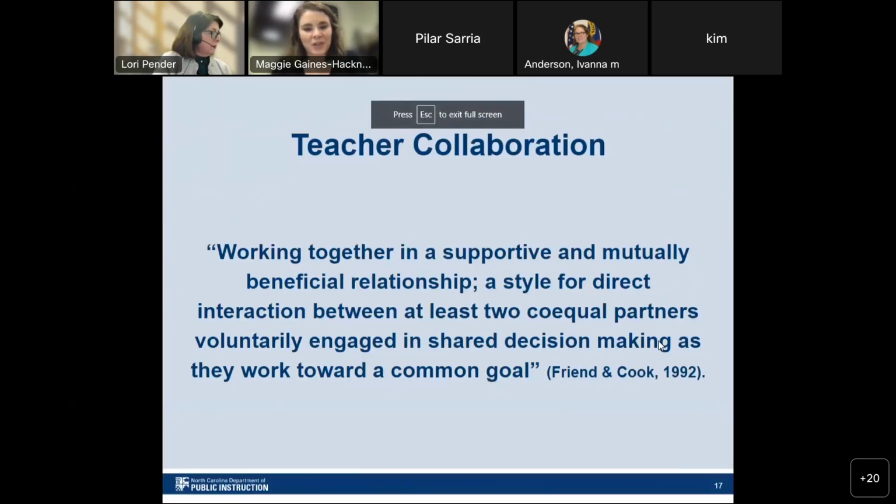Which leads us into the next part about teacher collaboration. If you will take a few seconds to read the following quote in your head. Yes, definitely frustration for sure. Yes, wanting to stay in class.